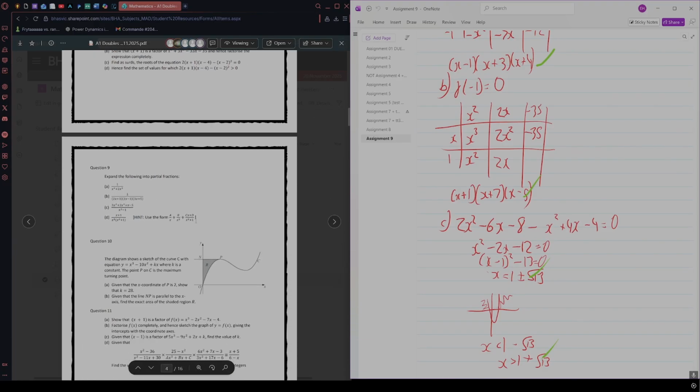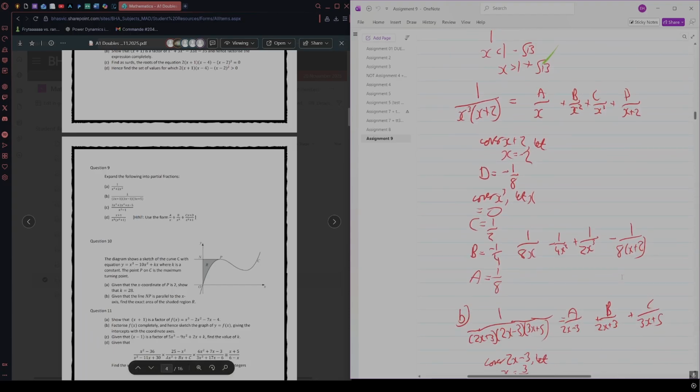Right, question 9. This question was interesting because the answers are all the wrong way around, so I had to kind of figure it out here. It's just partial fractions, and there were some much more difficult things here.